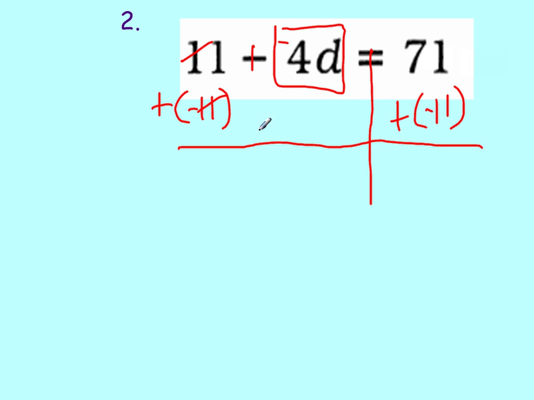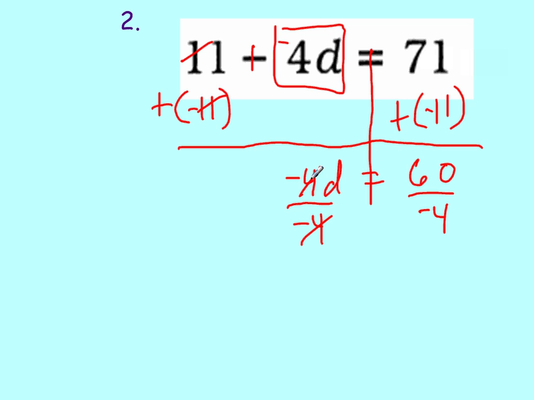Cancels out, and we're left with negative 4d is equal to, and 71 plus negative 11 is 60. And then we're going to divide. Okay, now we can touch the variable. So now we have multiplication here, negative 4 times d. To undo multiplication, we use division. So we're going to divide by negative 4.